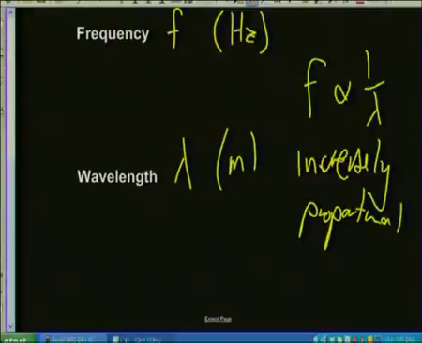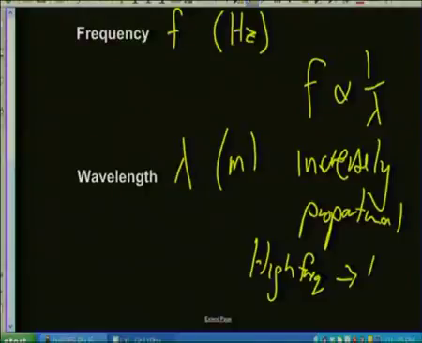That means that if you have a high frequency for a certain wavelength, or type of light, color of light, that means there will be a low wavelength. Okay? They work opposite each other. As you increase the one, you will decrease the other. And so you need to be very clear about that.